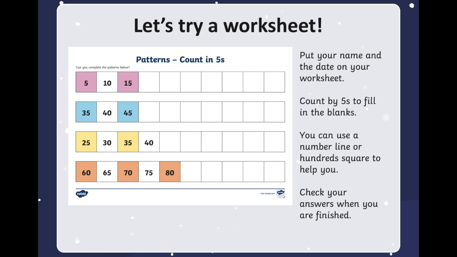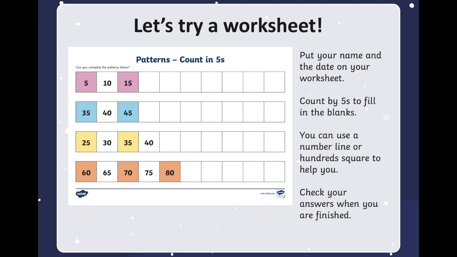Well done, everyone. You have finished the first pattern. If you need more time, you can pause the video before we start the second one. Now, in this line, we start counting from 35. We start at 35 and we count by 5. 35, 40, 45, 50. What will come next?